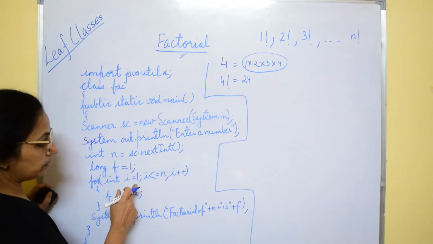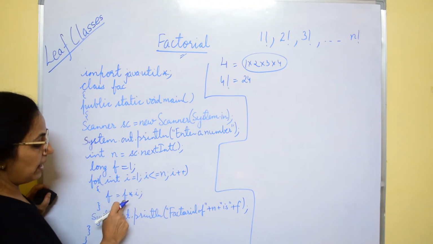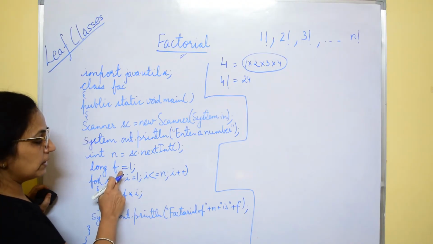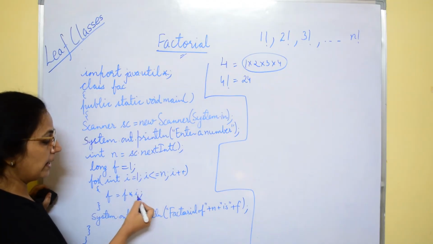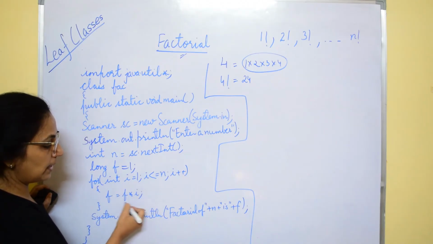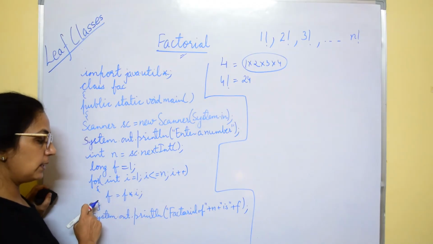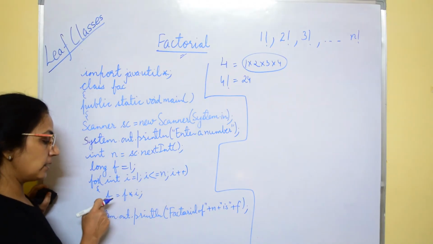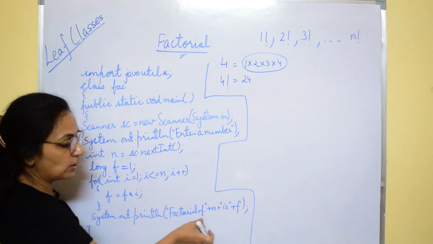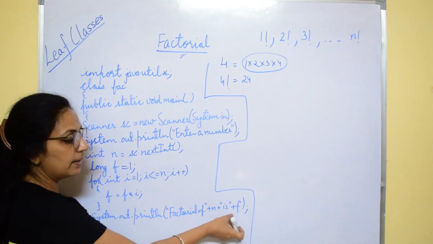Okay, so from 1 till n we have taken the loop. Every time f equals to f into i. First time f is 1, so if the value of n is 4, it will be 1 into 1, next time 1 into 2, then 2 into 3 is 6, then 6 into 4 is 24. So after completion of this loop, the answer is generated and stored in f. So you will write factorial of n, and here the value of the number will be displayed, then f.